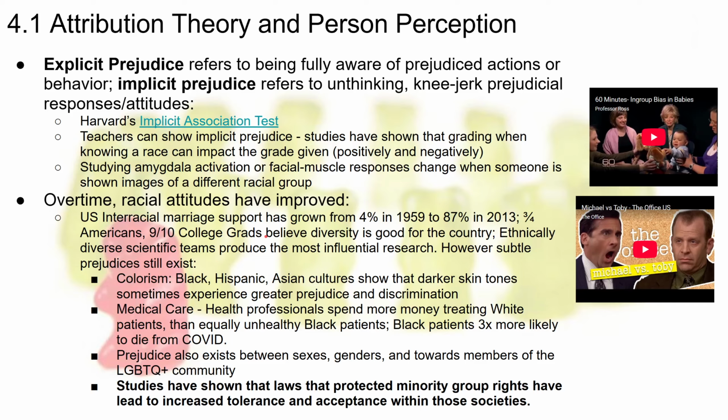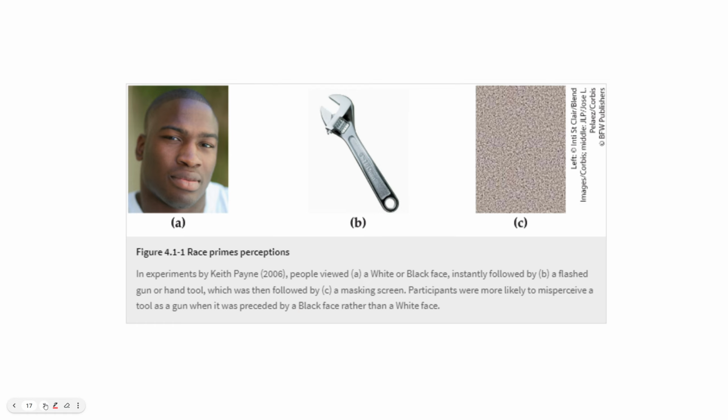You can read some facts here about the improvement of racial attitudes over time. We still have some ways to go, but we do see over time some prejudicial things improving for the better. However, there is still lots of work to be done, particularly in attitudes towards people of color and people from the LGBTQ plus community. So some work has been good, but we still have a ways to go in that world. Here's an example of the implicit prejudice test, and what things you might look at if you take that test.